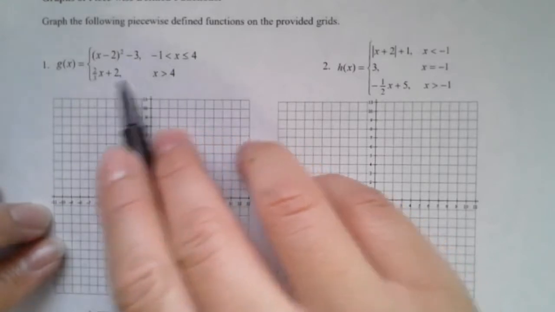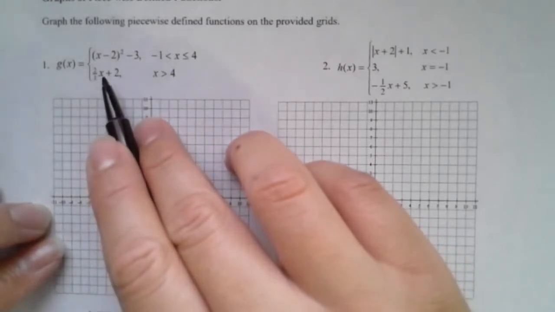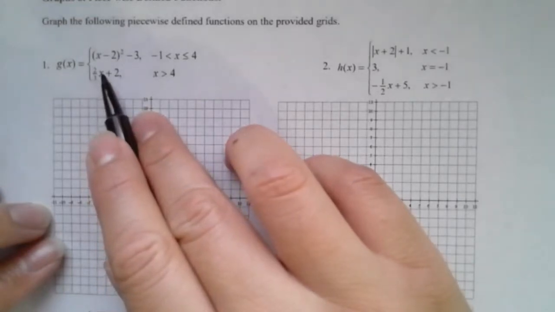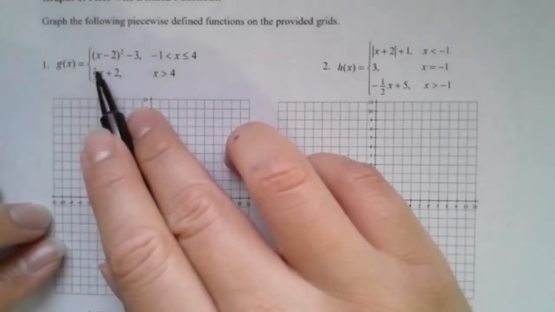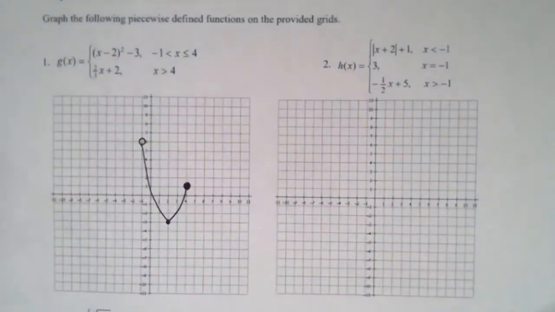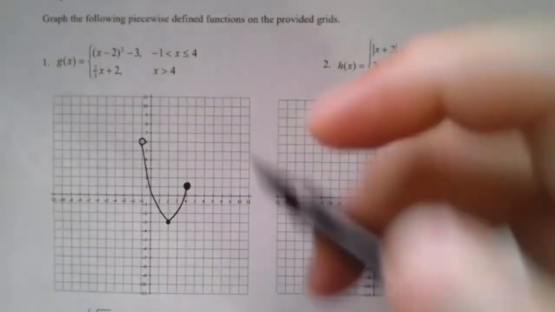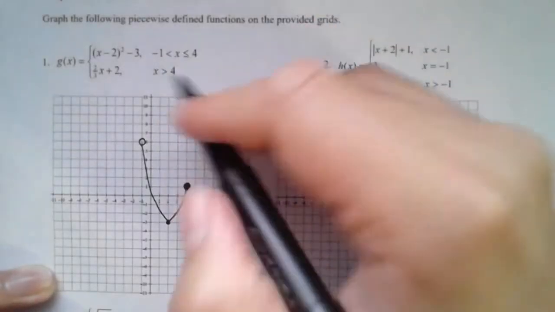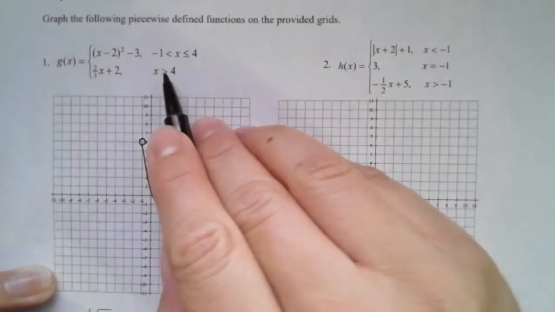If I plug in 4 here, I have 2/3, so 4 times 2, you get 8 over 3. Go ahead and use your calculators for this one. I'm getting 2.66, and then I add 2, and I get 4.66. So I go here. I notice that x is greater than 4, not equal to, so it's an open circle.